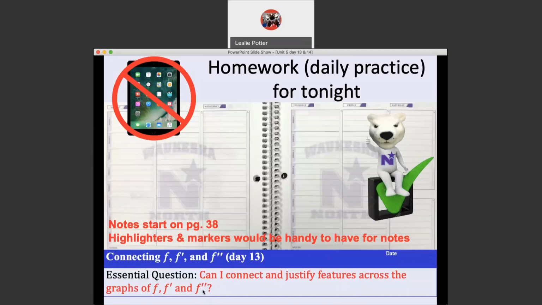and f double prime? So we're going to bring in everything we know about the function and the characteristics of the first and second derivative to be able to connect and justify features of the graph.